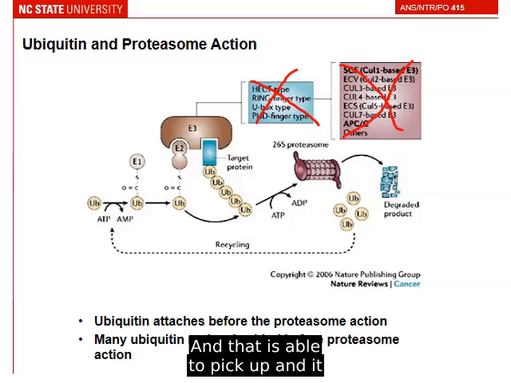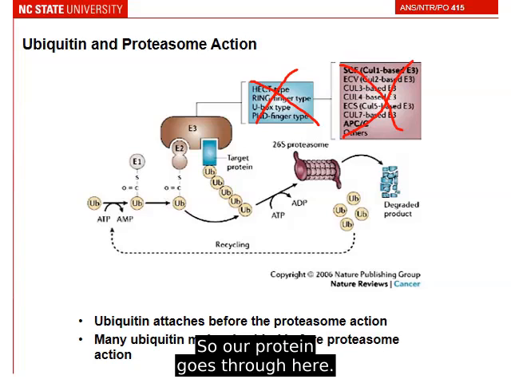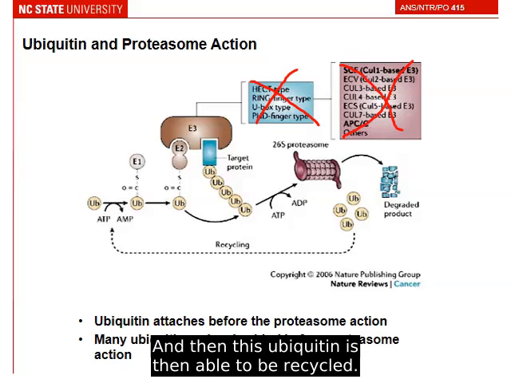And that is able to pick up, and it detects this chain of ubiquitin on our target protein, which is marking it. So our protein goes through here. It breaks up the protein, so we get many peptides over here, and then this ubiquitin is then able to be recycled.